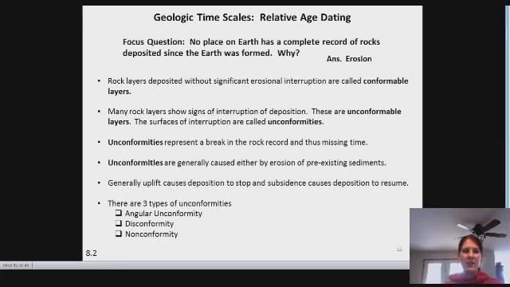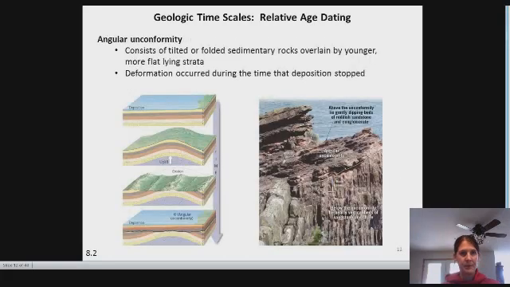Generally, uplift causes deposition to stop, because you have your elevation increasing, so you don't have material being deposited there anymore. It's going to deposit to a lower region. And subsidence causes deposition to resume because you're reducing the elevation, and so you've got a low-lying area. Gravity is going to pull material down towards this direction. When we talk about unconformities, there are three different types: you have your angular unconformity, a disconformity, and a nonconformity.